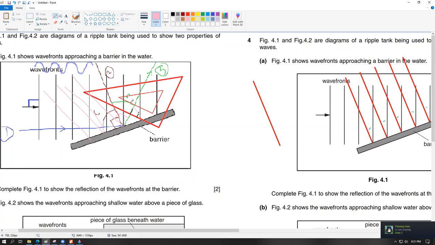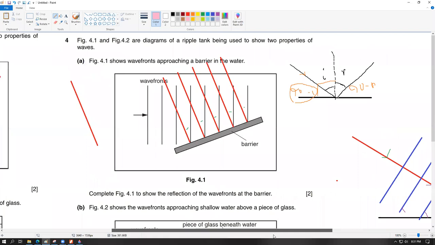So the point I'm trying to make is that, other than doing any mathematical drawing, you can simply draw an equal angle on this side. Let me draw that with blue and complete your reflected wavefront, and you can get full marks for this as well. All you have to make sure is that this green and this blue angle are exactly equal to each other. Why does this logic work? Because that's what I explained over here: the angles that the reflected wavefronts make with the surface are also going to be equal.